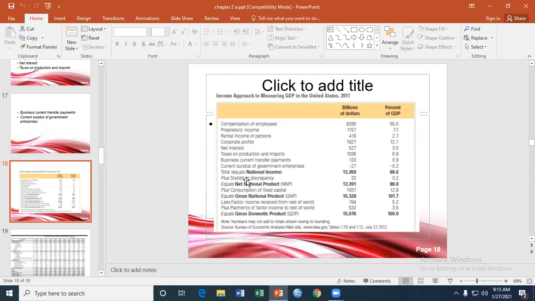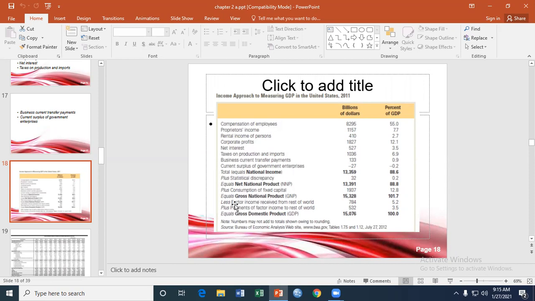If you add all 8 of the components of income, you will get national income. If you add statistical discrepancy to national income, you will get net national product. And if you add depreciation to net national product, you will get gross national product, right?